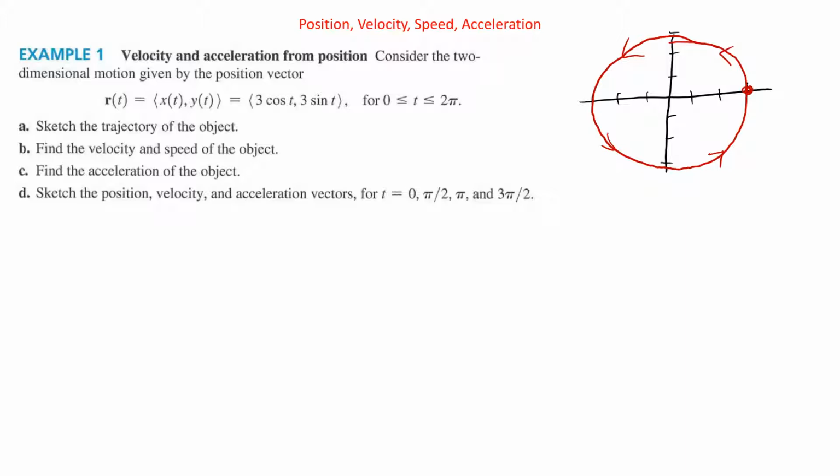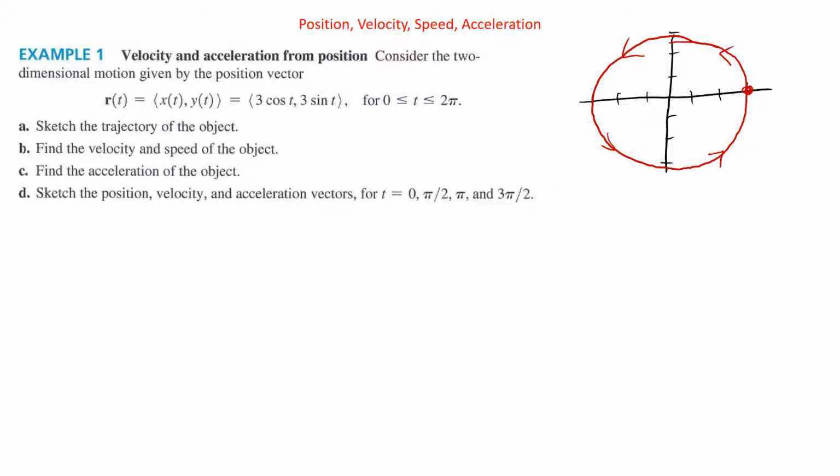If you plug in t is 0, you'd have 3 comma 0. And then if you plug in t is pi over 2, you'd have 0 comma 3. And then pi, you'd have negative 3 comma 0, and 3 pi over 2, you'd have 0 comma negative 3. So you can see which direction it's moving around the circle. Then find the velocity and speed of the object.